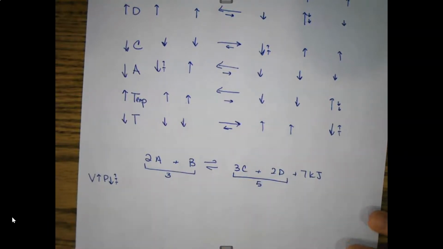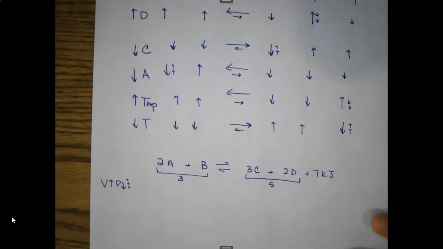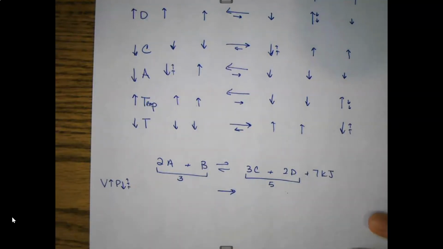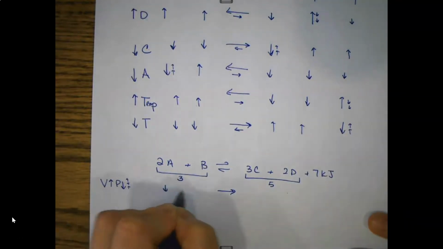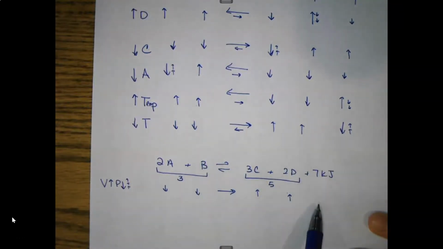I got 5 there. So if I want the pressure to go up, I'm going to shift to the side with more moles. So in this case, I'm going to shift to the right. So A and B are going down, C and D are going up. As a result, more particles are created, which means more collisions are going to happen.